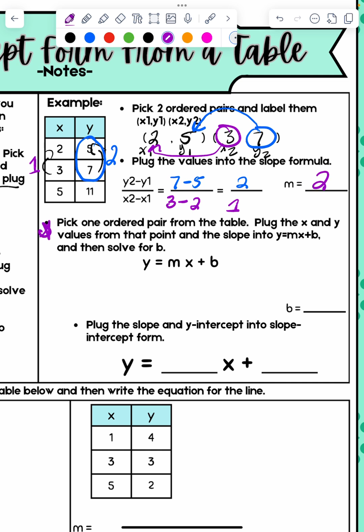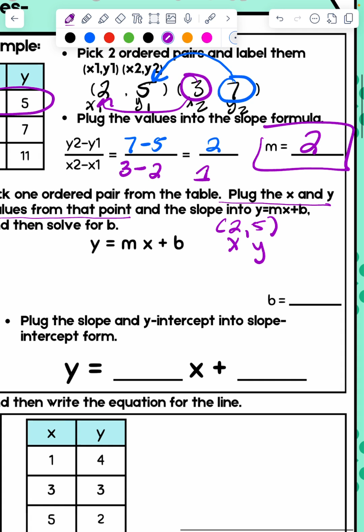Here's the new part that we're going to be practicing. It says pick one ordered pair from the table, plug the x and y values in for that point. So I just need to come over and pick any values from the table. I'm going to pick the first one. So my coordinate is 2, 5. That's my x. That's my y. My slope is going to be equal to 2.